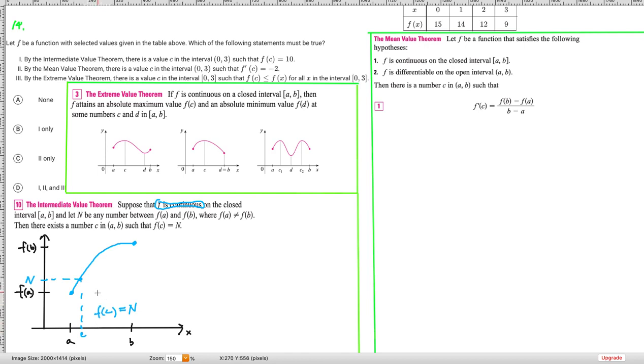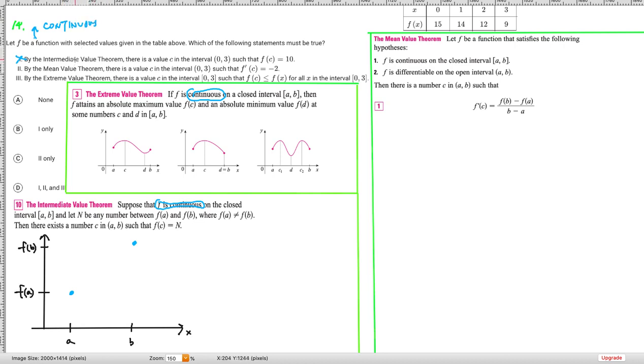Now, what's key in this is that f needs to be continuous. If you look, it just says f is a function. So can I apply the intermediate value theorem? I cannot, because I do not know if f is continuous on this interval. So this is not necessarily true. But if I were given that f is a continuous function, let's see if this first one would be true.